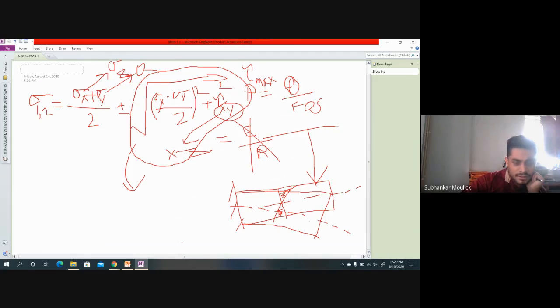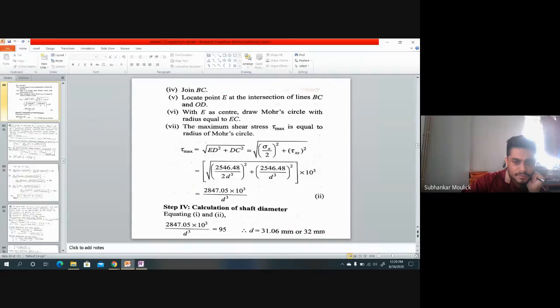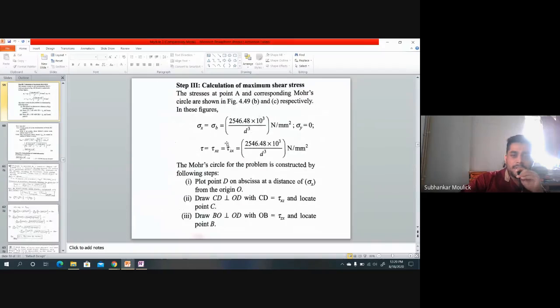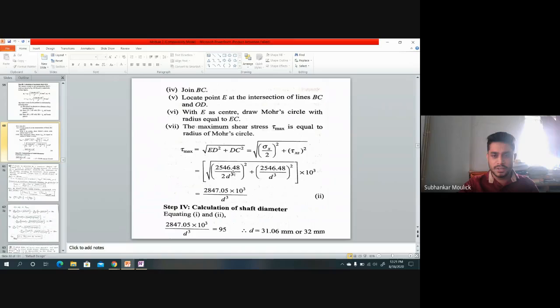Does anyone have any doubt so far? No, sir. Fine. So tau max is root of (sigma x by 2) whole square plus (tau xz) whole square. Sigma x is nothing but sigma b, which we have already calculated as 2546.48 into 10 to the power 3 by d cube, and tau xz is nothing but tau, which we have also calculated as 2546.48 into 10 cube by d cube. Substitute these values in the equation of tau max and you will get tau max as 2847.05 into 10 cube by d cube.